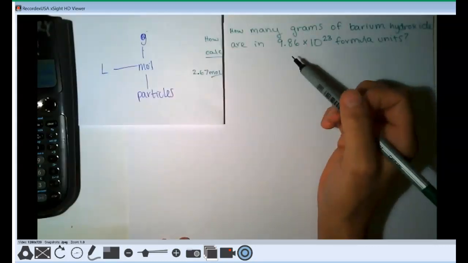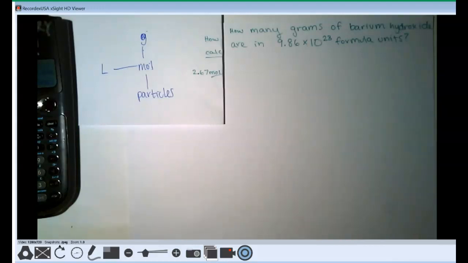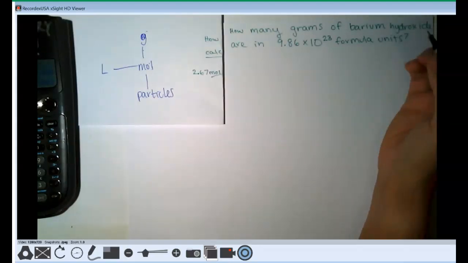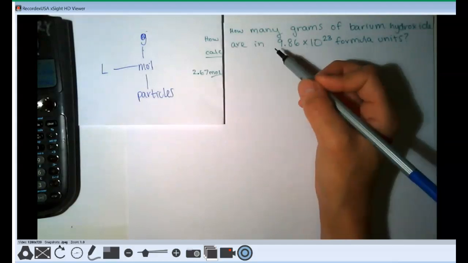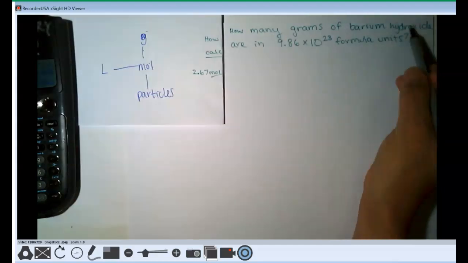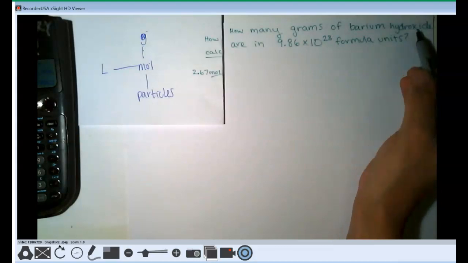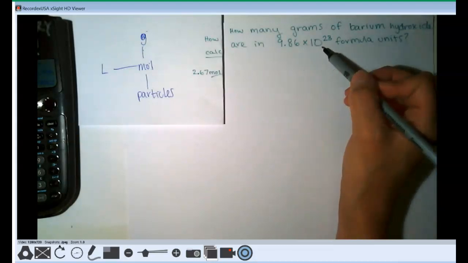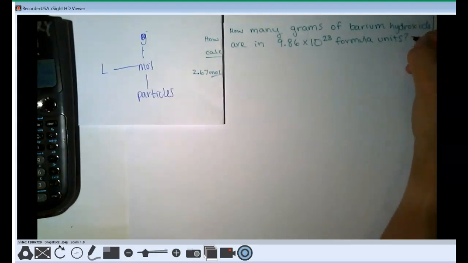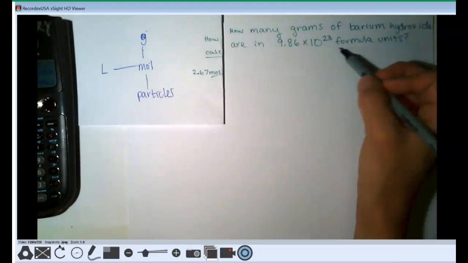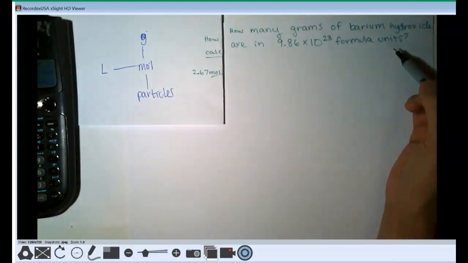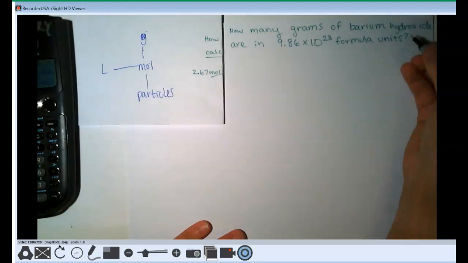Okay, so here's our problem. So we first need to start by figuring out our given value, our given substance, and our given unit. So this isn't totally clear in this problem, because it says how many grams of barium hydroxide are in 9.86 times 10 to the 23rd formula units, and it doesn't say specifically of barium hydroxide. But since it doesn't tell us that it's a different substance, it's pretty safe to assume that it's still barium hydroxide. So I'm going to actually write that in here.